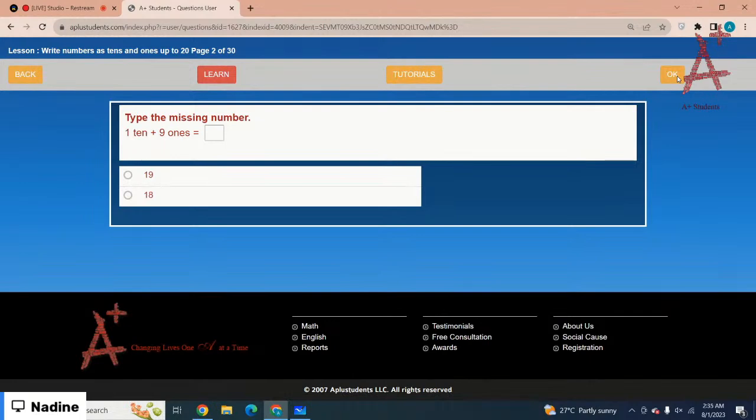Type the missing number. You have 1 ten and 9 ones. So which is the correct option? 9 is at the rightmost position. Then you have 1. So together they make 19. So the correct option is 19.